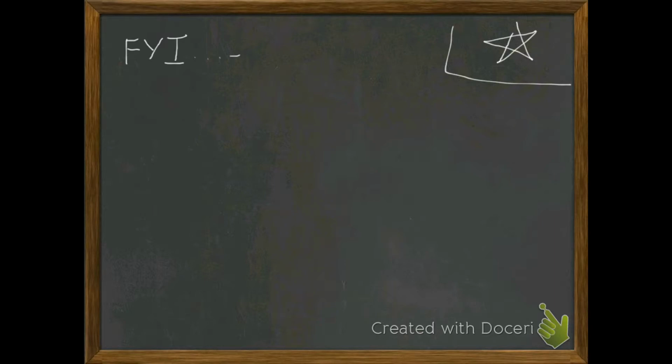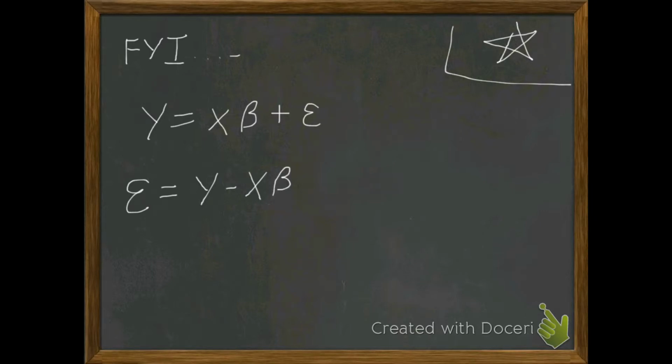So what we need to do first of all is let's see again that we have y equals x beta plus our error term. And we can clearly solve this for E by going y minus x times beta.